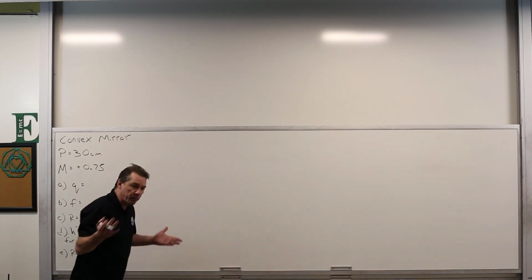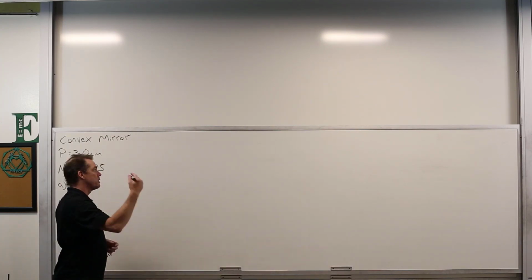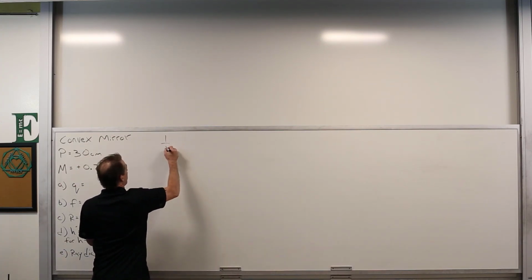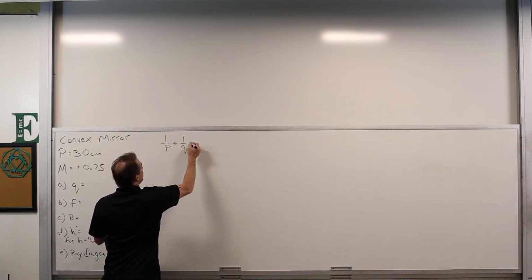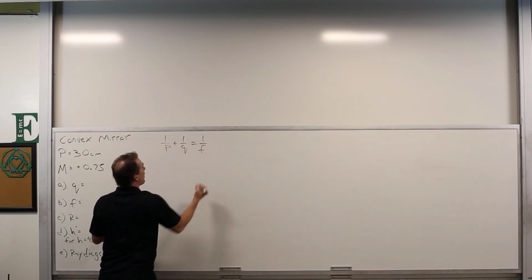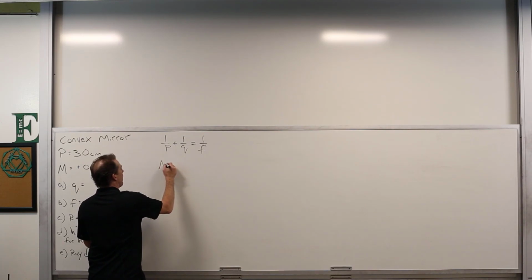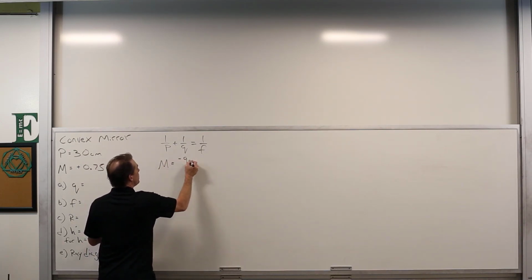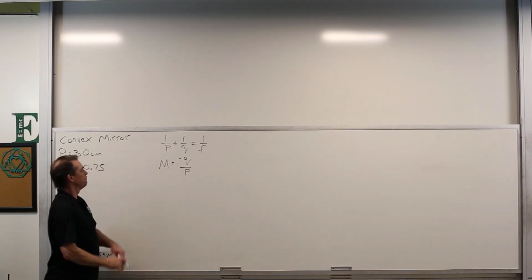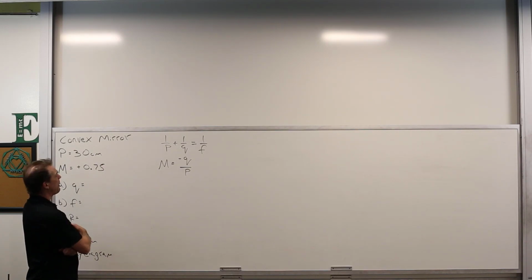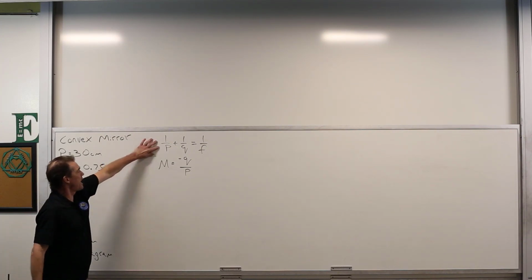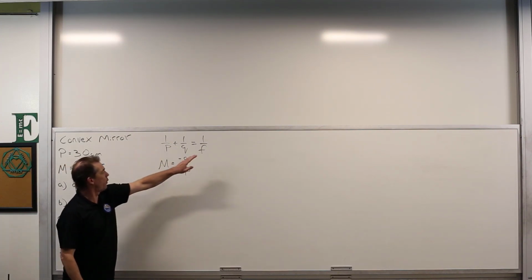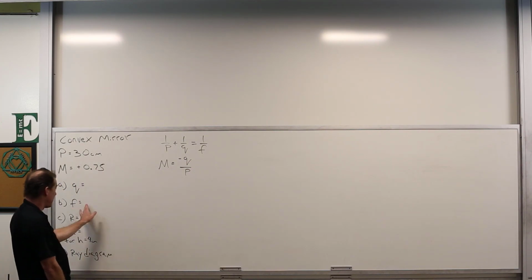So we've got a couple of expressions that we utilize for spherical mirrors, right? We've got 1 over P plus 1 over Q is equal to 1 over F. And we've also got M is equal to negative Q over P. Those are our two primary expressions for spherical mirrors. We want to figure out what Q is, so the first one's not going to be that helpful because we don't know what the focal length is. That's actually asked in part B.